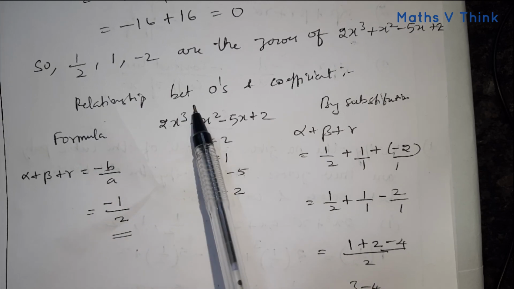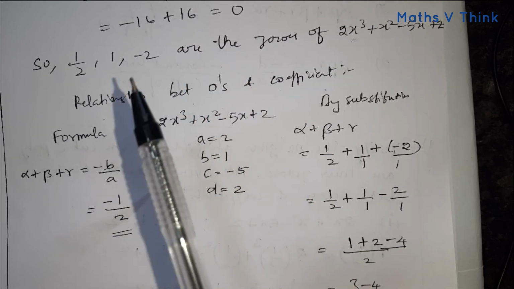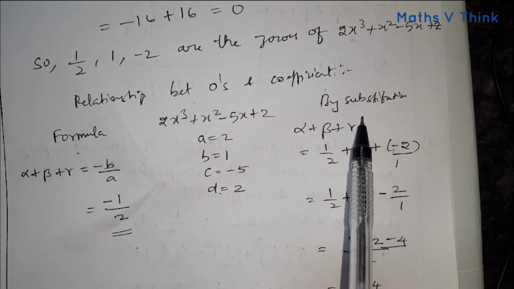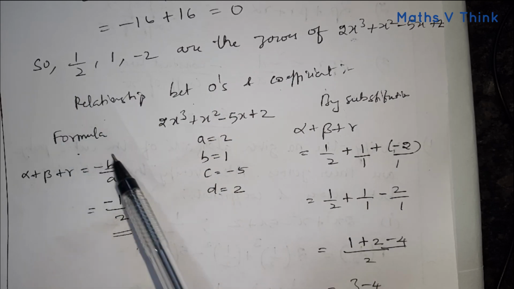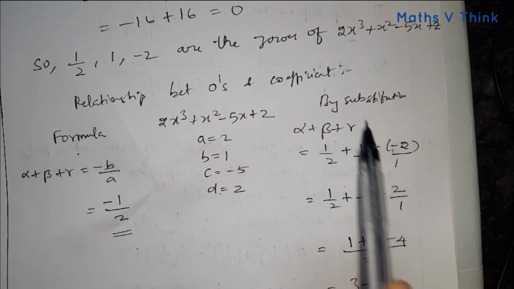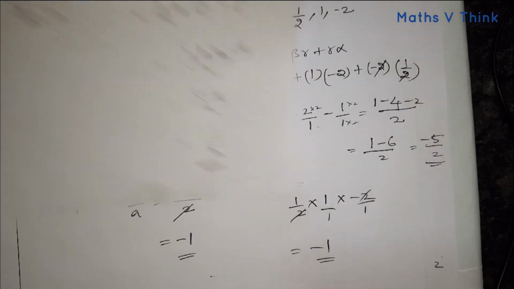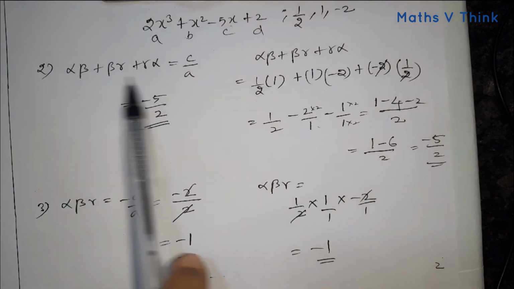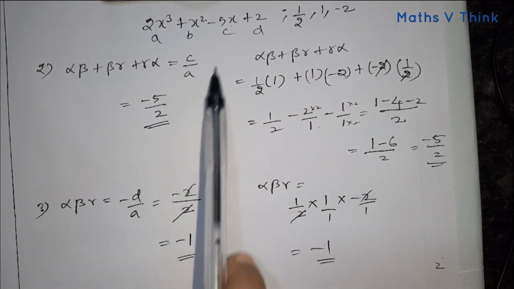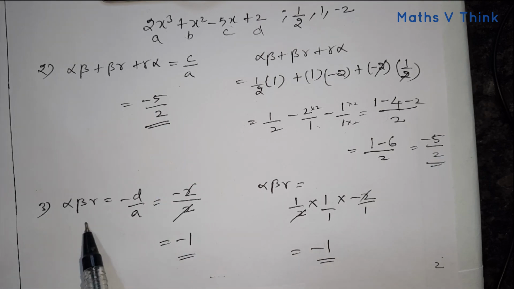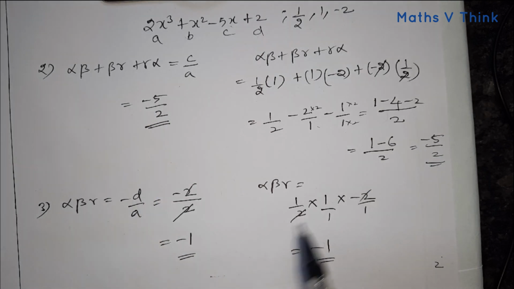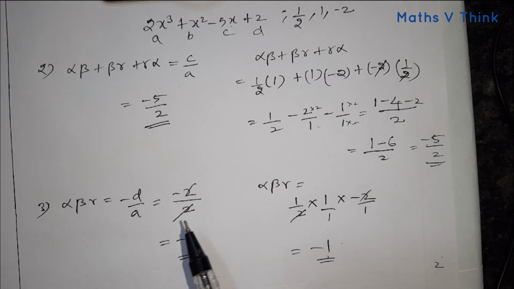Now verify the relationship between the zeros and the coefficient. Should do it by the formula and by the substitution also. So there are three formulas, alpha plus beta plus gamma. Substitute by the formulas and also by the substitution method. Same way for the second formula, by the formula method and by the substitution method, you are getting the same. Same way for the product of the zeros, by the formula method and the substitution method also you are getting the same. So we verified the relationship between the zeros and the coefficient.